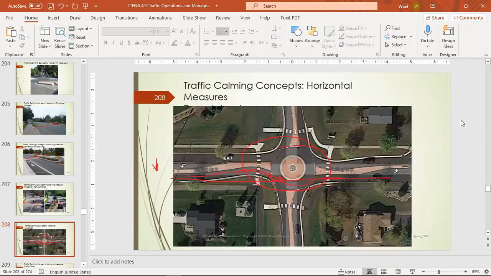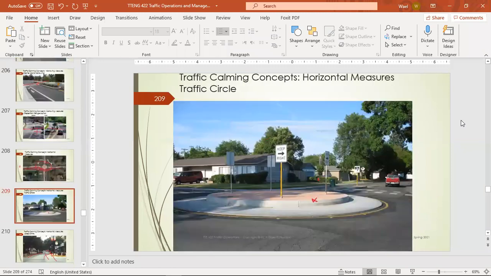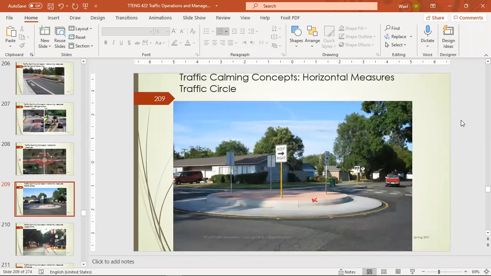That's an example for a roundabout, and we are not going to elaborate on that. We have a whole module about roundabouts. This is the traffic circle. One of you asked me yesterday, what is the difference between a traffic circle and a roundabout or modern roundabout? There is a significant difference between both. The only common thing between both is that they have a raised central island and apron, but the rest of the elements are not there.